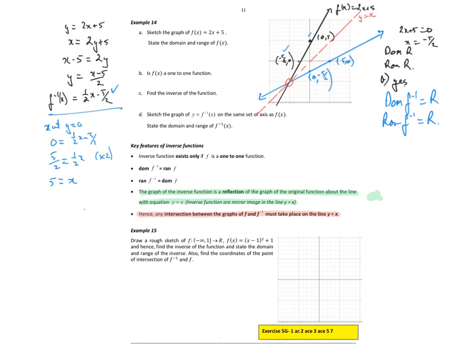All right, so key things to note. An inverse function only exists if it's 1 to 1. You can reflect all the graphs you want in the world, you can rearrange rules if you want, but the inverse only exists if it's a 1 to 1 function. The domain of the inverse is the range of the original. The range of the inverse is the domain of the original. The graph is a reflection about the line y equals x, which means the point of intersection between the inverse and the function is also on the line y equals x. All right, nearly done.